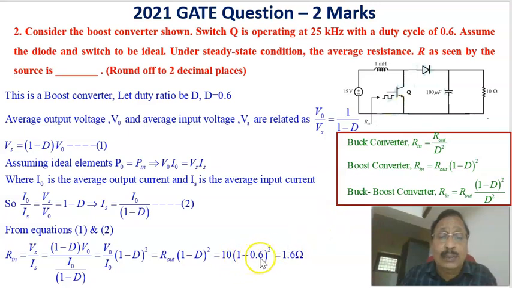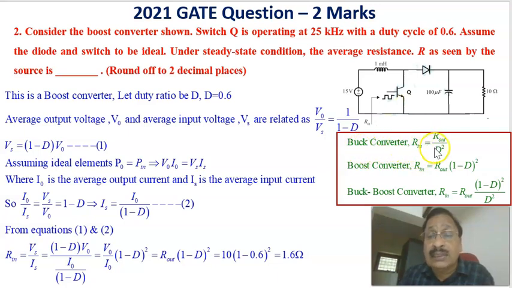Therefore 10 into (1 minus 0.6) whole square is equal to 1.6 ohm. Therefore the resistance that is reflected on the input side is equal to 1.6 ohm. Now this is the case for a boost converter. For other converters, you can just remember the relation.